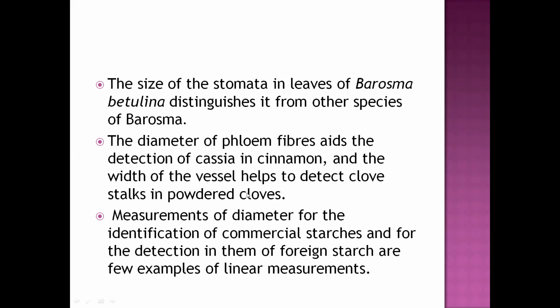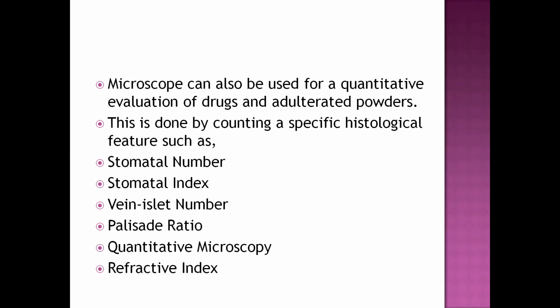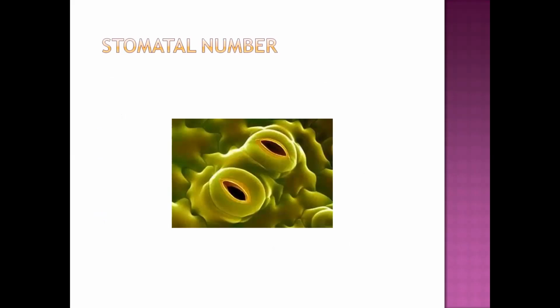And the width of the vessels helps to detect clove stalks in the powdered cloves also. Likewise, you can measure various diameters for the identification of your drug. This all comes under linear measurements. Then the microscope can also be used for the quantitative evaluation. Quantitative means number. Like this contains specific histological features in a leaf: stomatal number, stomatal index, vein islet number, palisade ratio, quantitative microscopy, like this.